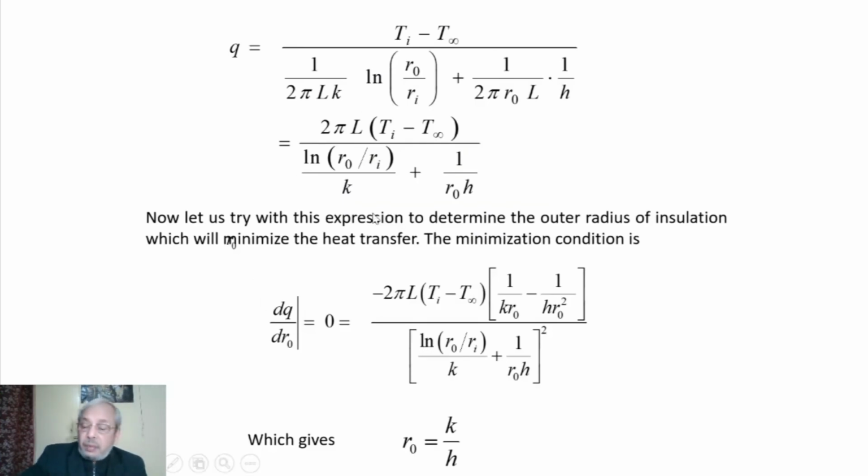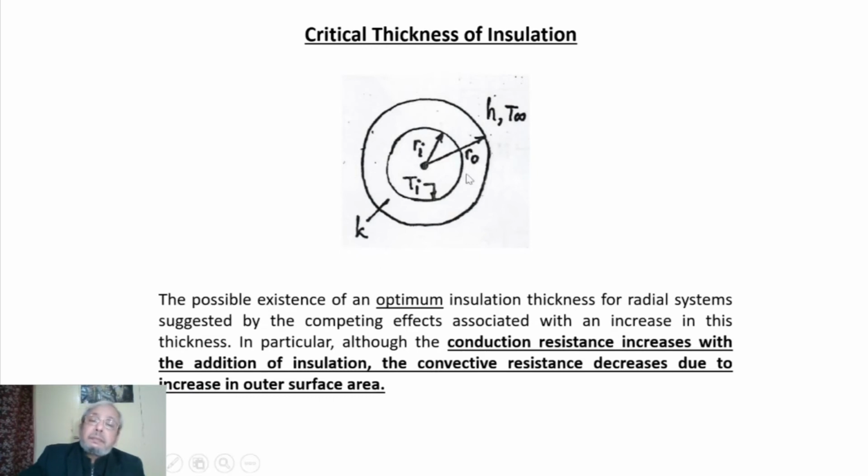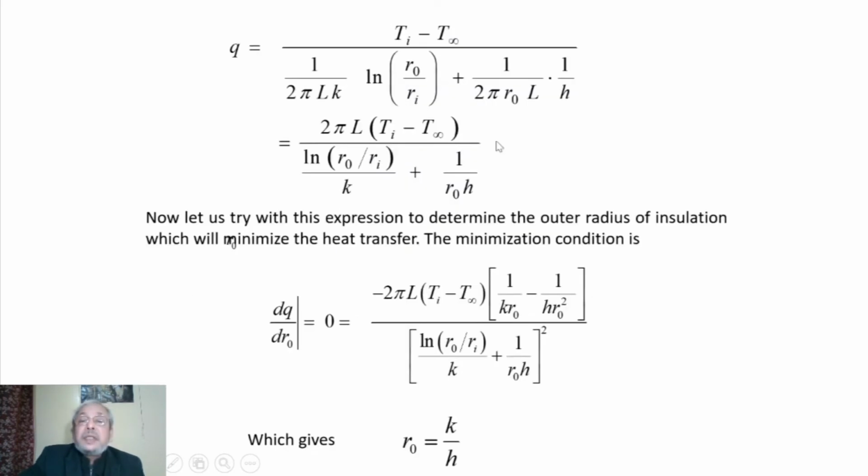So if we try to find out the heat transfer rate, in this case this will be Ti minus T infinity divided by 1 by twice pi L k ln R0 by R1, this is basically the conductive resistance of this cylindrical shell, and this is the convective resistance, 1 by A into 1 by h. So 1 by twice pi R0 L into 1 by h.